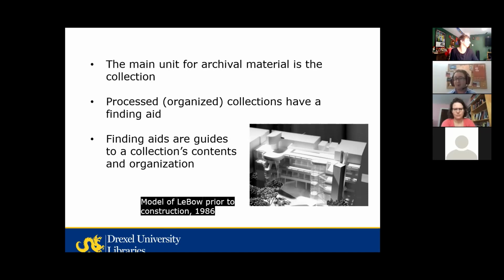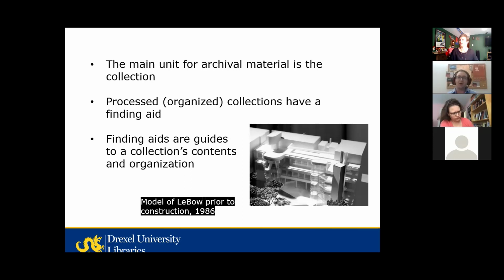A collection may be as small as one folder with a few pieces of paper in it, though that is unusually small, or it could be hundreds or thousands of boxes covering thousands of linear feet. Collections that have been processed will have a finding aid, which is a guide to what the collection contains and how it's organized. Finding aids vary. They may be one page or hundreds of pages.